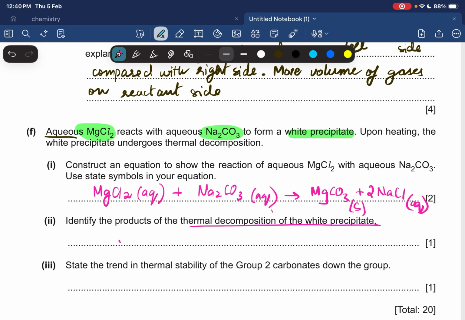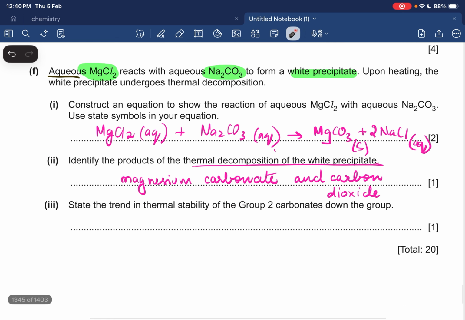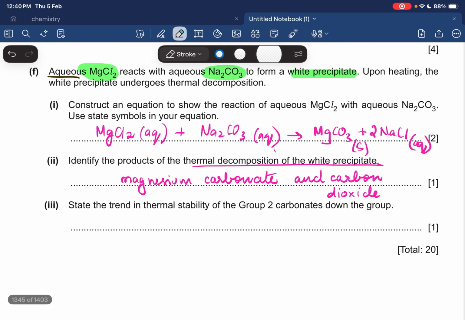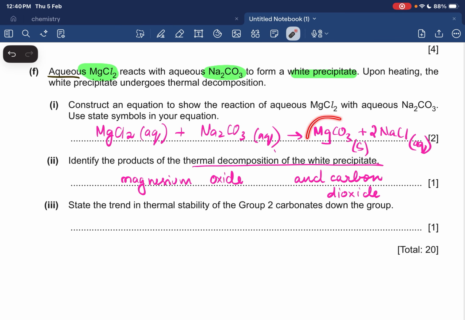And identify the products of thermal decomposition. It's going to be magnesium carbonate, so magnesium carbonate and carbon dioxide, right? Oh, sorry, magnesium oxide and carbon dioxide. Sorry, because we're decomposing it. Magnesium oxide and carbon dioxide. Initially, we had magnesium carbonate, then we thermally decomposed it. So we formed an oxide and carbon dioxide.